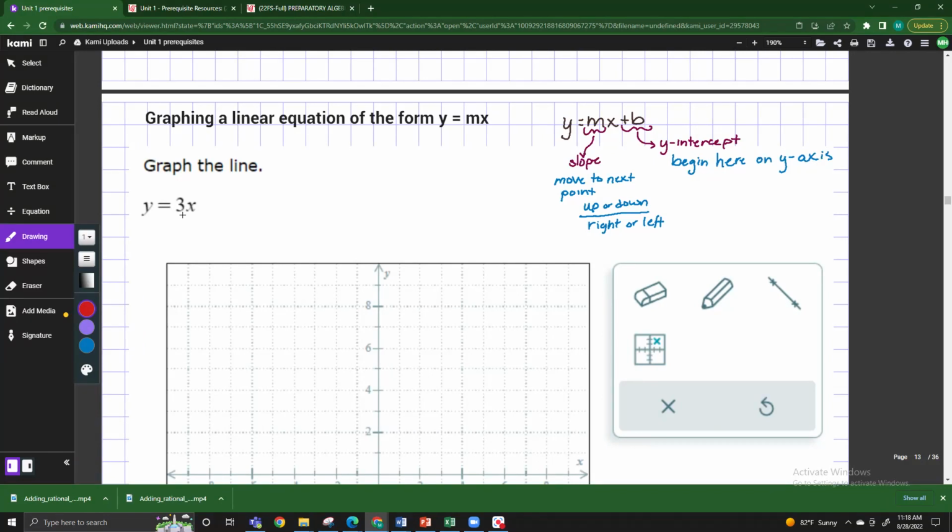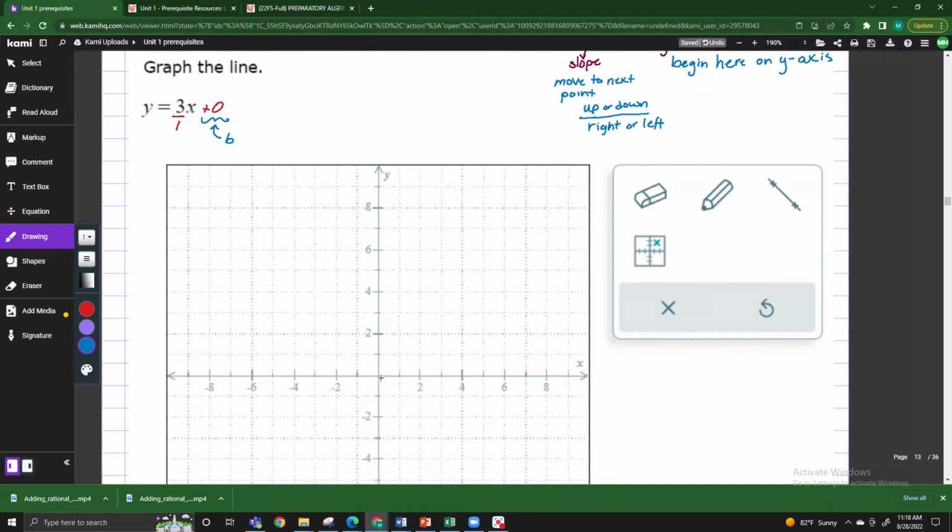So we want m, whatever's attached to the x is our m, and we want that to be a fraction. So I'm going to put it over 1 because that makes it a fraction. And then I want to say plus, the one number I can add to anything and not change it is plus 0. So this is going to be my b. I'm going to begin at 0 on the y-axis, meaning I'm starting at the origin. So I'm going to put my dot here.